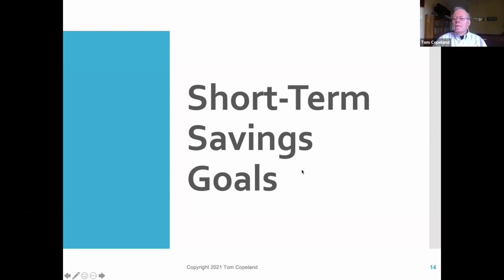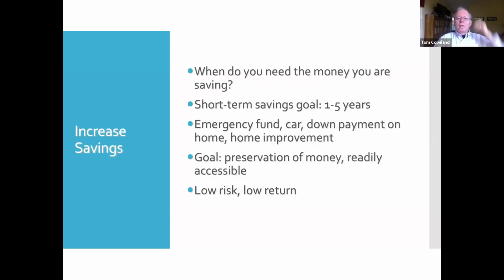Okay. All right. So let's now keep moving and talk about short-term savings goals. When you're saving some money, the first question you want to ask then is, what am I saving this money for?